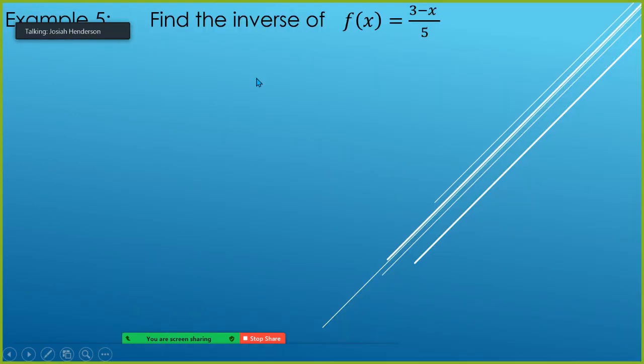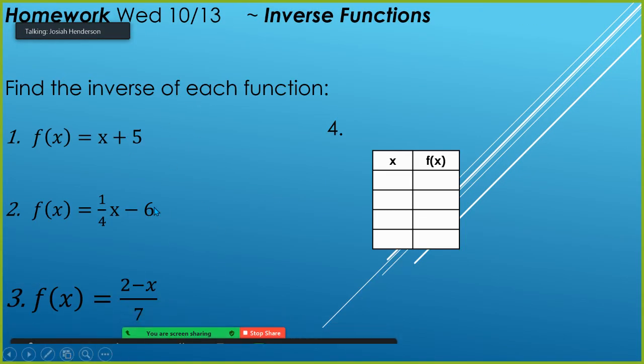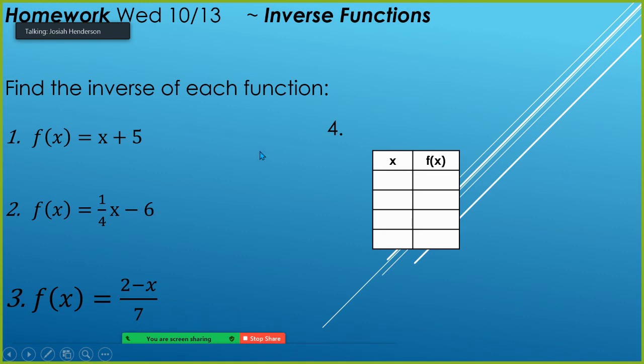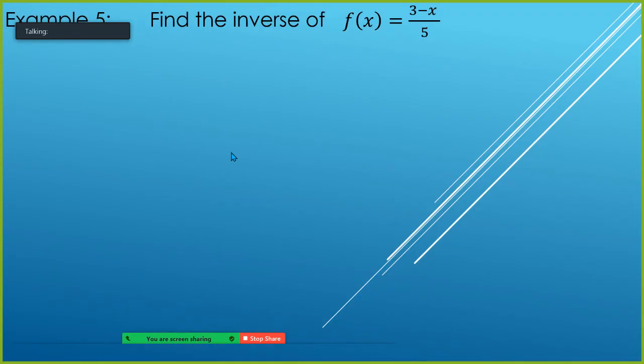Let's see. I've got one or two more examples, and then today's homework was going to be just 3 functions given to you, and then find the inverse. But before we do that, let's do another example. We've only done like 1 or 2 of these so far. Okay, example 5. Find the inverse of this function, f of x equals (3 minus x) over 5.